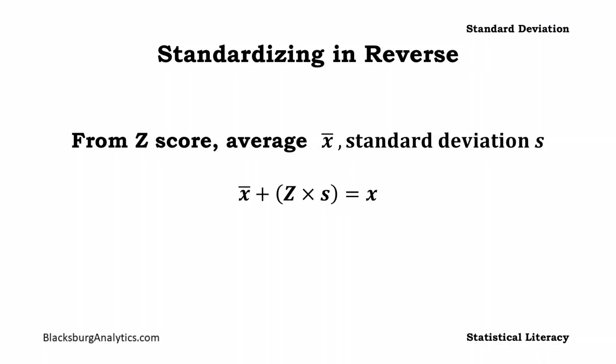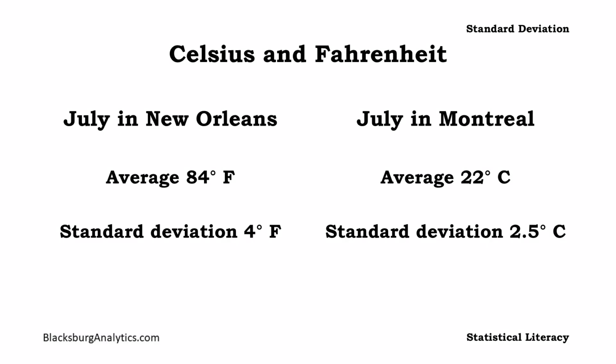Z-scores can be converted back to X values by rearranging the formula. We can use this to convert a sample observation to the average and standard deviation of another sample. For example, the July average daily temperature in New Orleans is 84 degrees Fahrenheit, with standard deviation 4 degrees Fahrenheit. The July average daily temperature in Montreal is 22 degrees Celsius, with standard deviation 2.5 degrees Celsius.